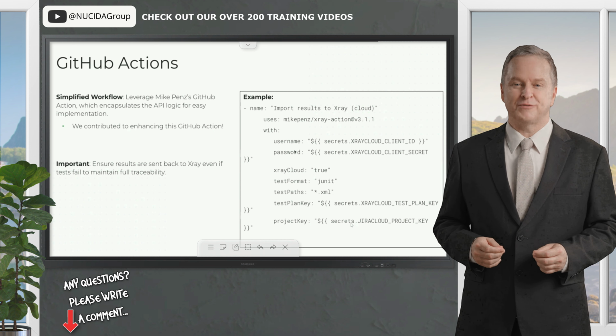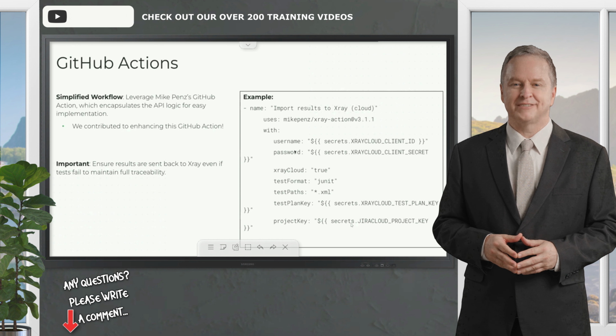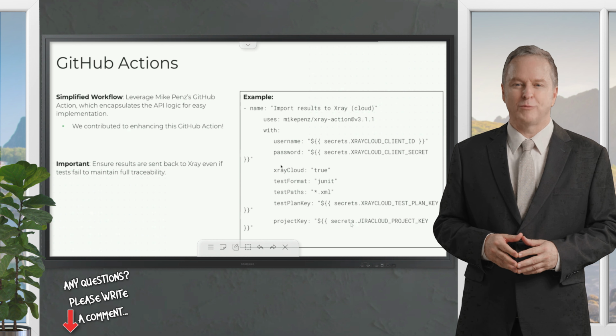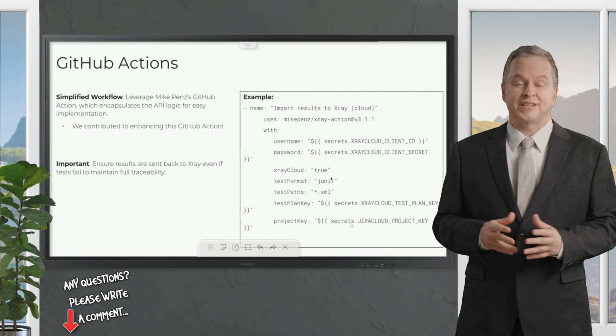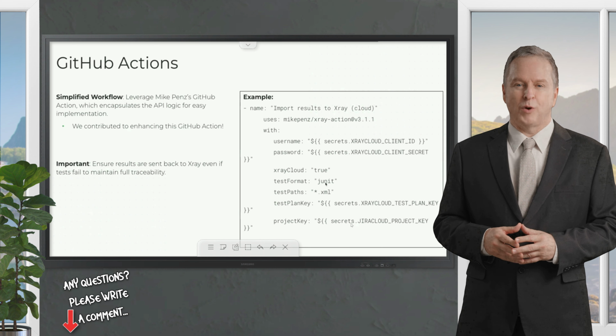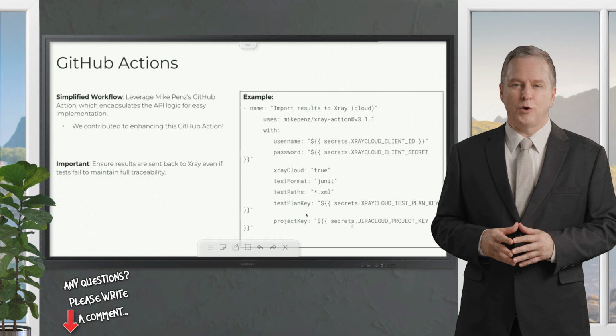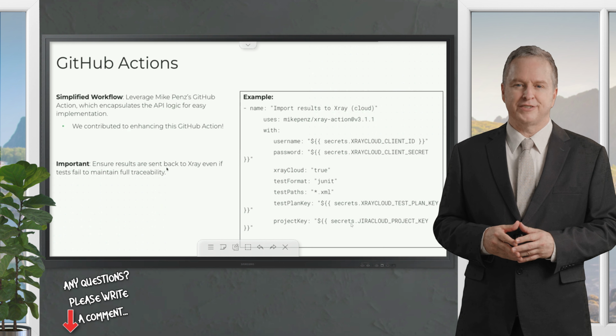It allows you to define if you're using Xray Cloud or not, what the test format is, and it supports all of the formats that Xray supports. So, XUnit, JUnit, and all of those. What is the file that we will import? And if you want to associate it with a test plan and a project, you can also have it here. The only thing when you are using it is, for those who have some experience on GitHub, make sure that this action is always called. Why?